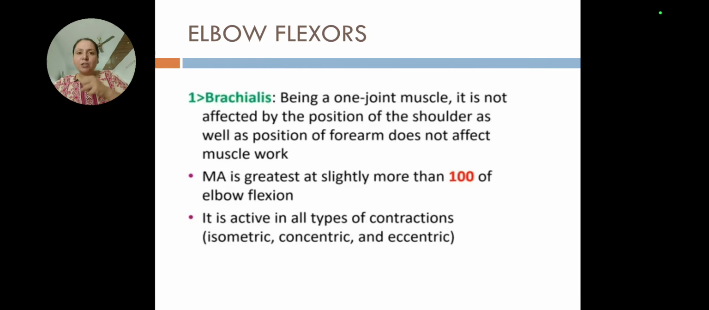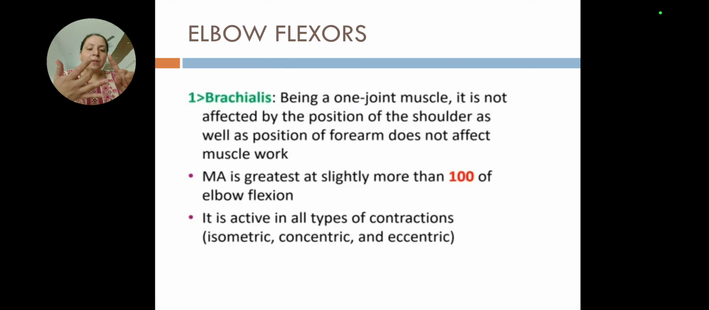That means whenever it is isometric contraction, concentric contraction, eccentric contraction, against resistance contraction, any movement, slow motion, fast motion, the brachialis muscle will come into action. Fine. So this is the importance of the brachialis muscle.